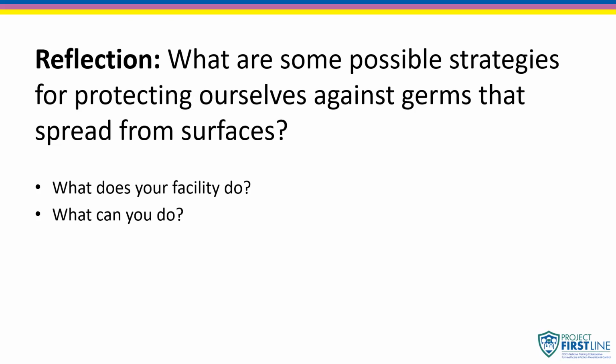The routine use of alcohol-based hand sanitizer and washing hands with soap and water remove the germs from your hands. Ensuring that equipment and surfaces are routinely cleaned and disinfected is important in interrupting both fomite and contact transmission. We all have a role in keeping the environment clean.